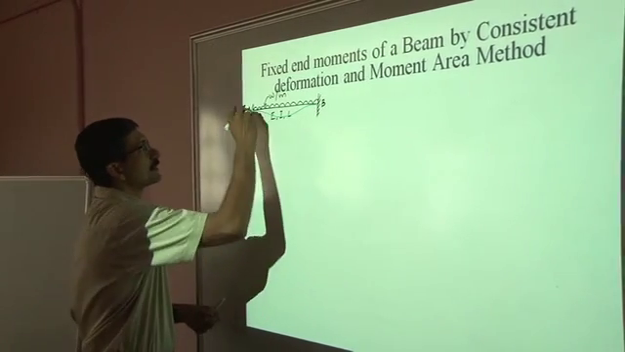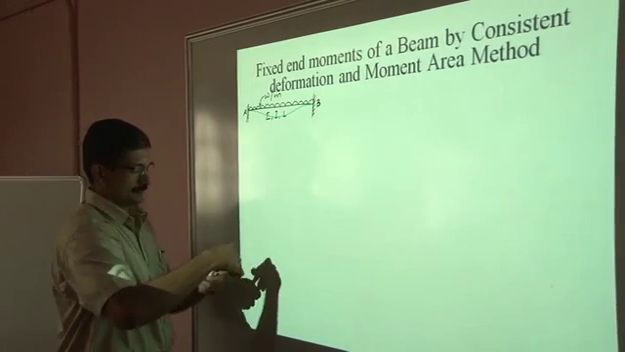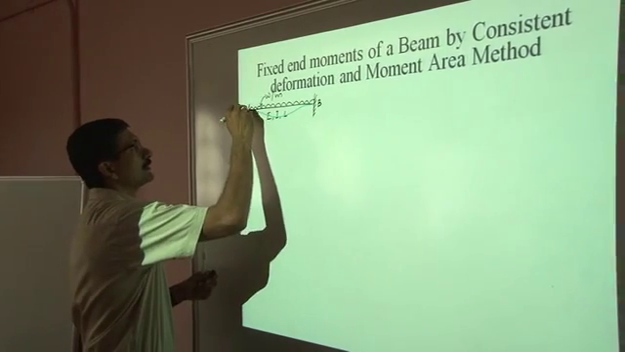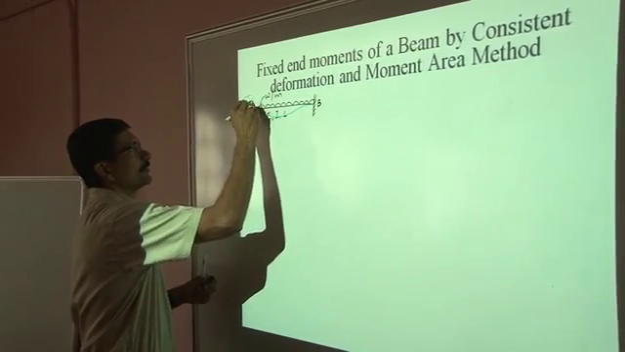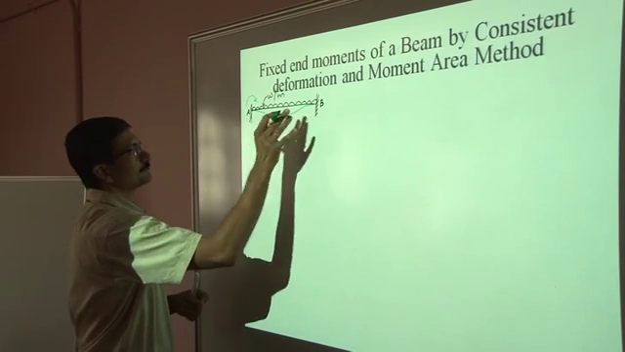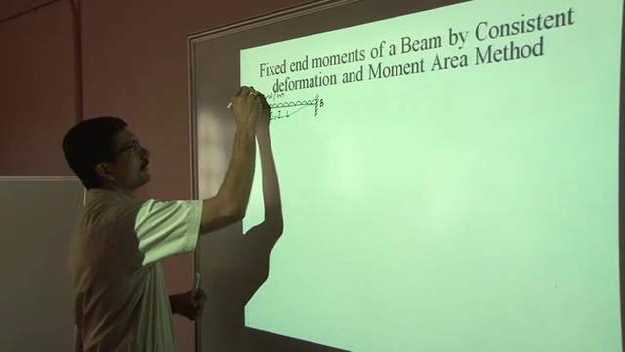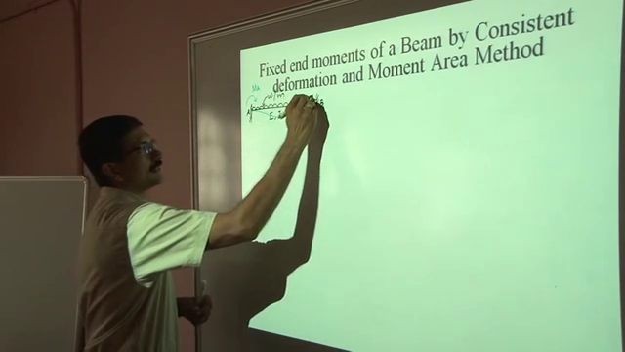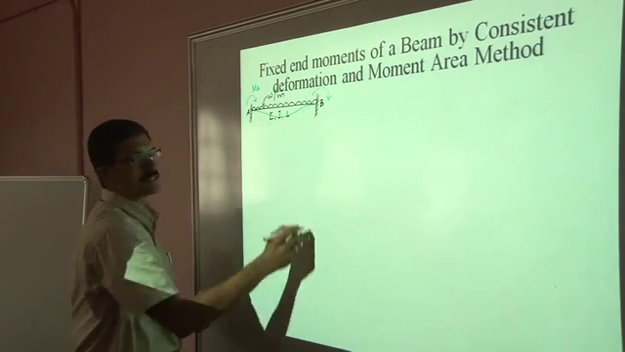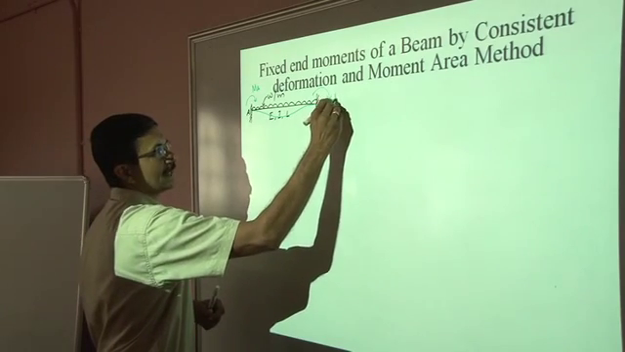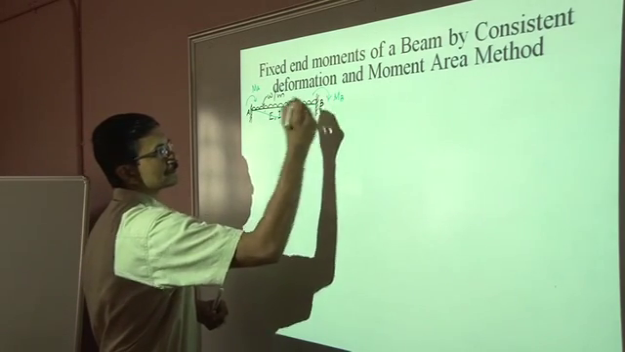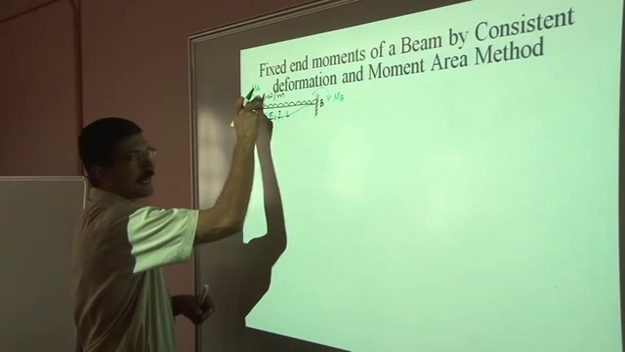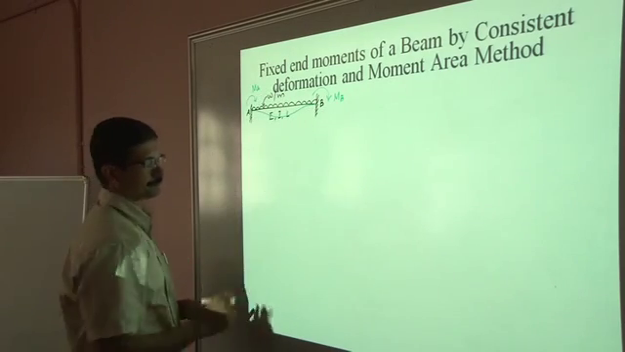Now let this be the fixed moment due to W per meter, due to fixity over here. Define that as MA. Let this be the fixity moment at this end. Define that as MB. So these are the reaction moments due to W per meter.